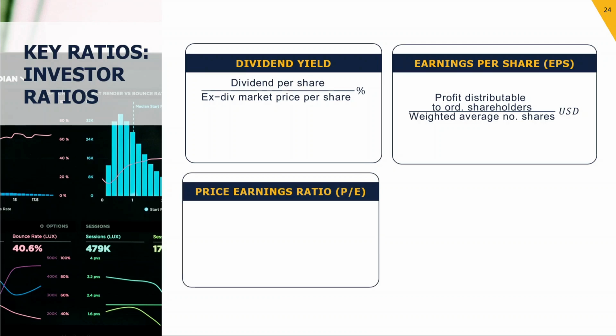The final ratio I think we've got here is the price earnings ratio. So this measures how many times the market price represents the earnings per share. And this is given as a number. So is the market price 10 times the earnings per share? Is it 20? Companies with a high price earnings ratio will generally have very good growth prospects for the future.